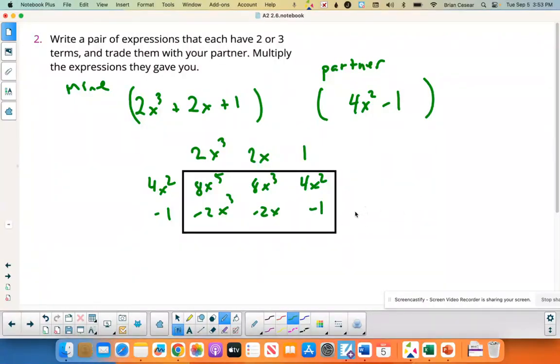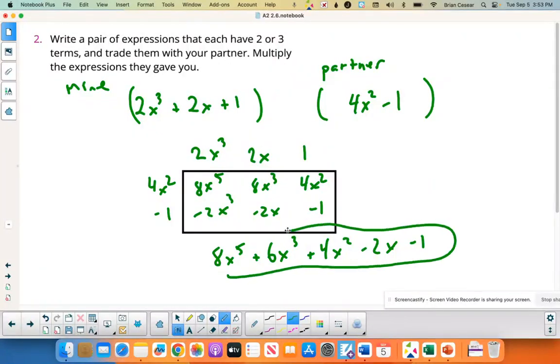So start looking for like terms. Let me double check all my math here. So these are the only like terms that I have. If I combine everything, I get 8x to the fifth. When I combine these, I get 6x cubed. And then I get 4x squared minus 2x. Don't accidentally combine those. Minus 1. So there is your answer. Okay.